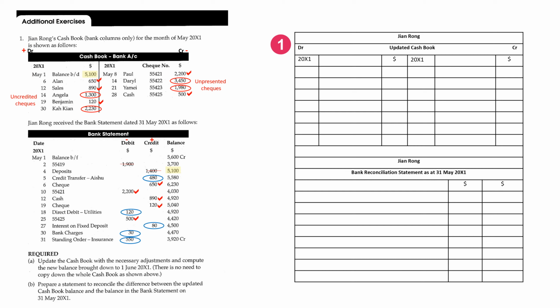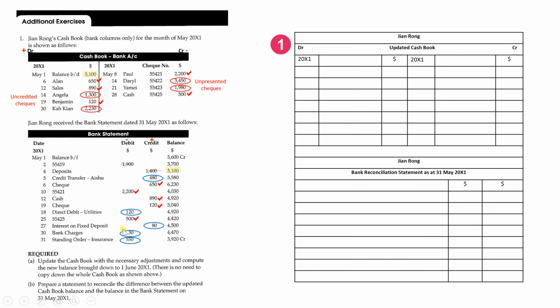Now after we have done all this, the first step is to update the cash book. We have to update the cash book in order to reconcile the difference between these two. So this is the cash book. Whatever is the same, we have already taken. So what's remaining is not yet in the cash book. Meaning to say we have to update the cash book with the circled ones.